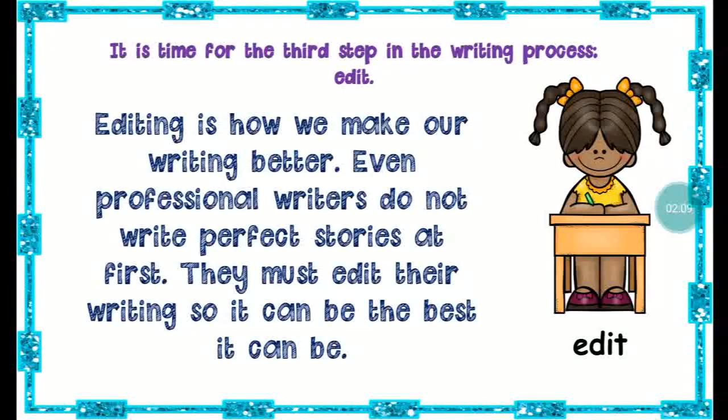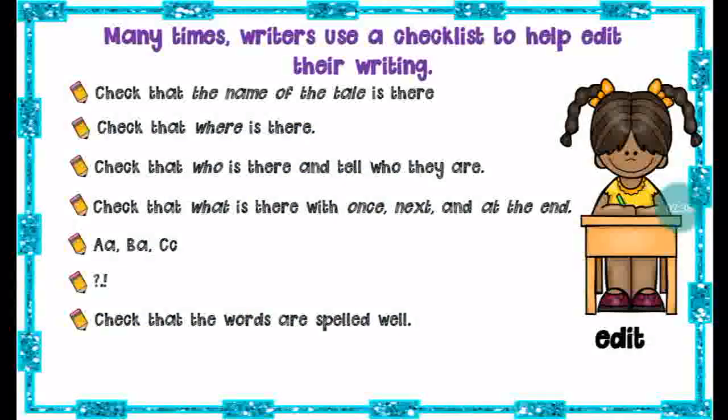Even professional writers, those people that write our storybooks, do not write perfect stories at first. They must edit their writing so it can be the best it can be. So it is time for the third step in the writing process, which is to edit. Editing is how we make our writing better. Many times writers use a checklist to help them edit their writing.